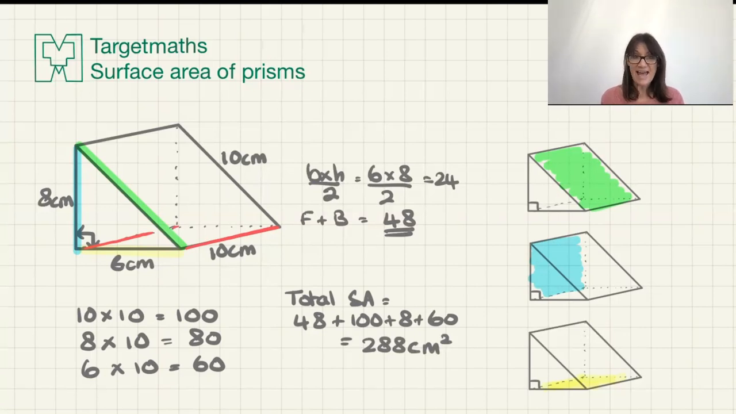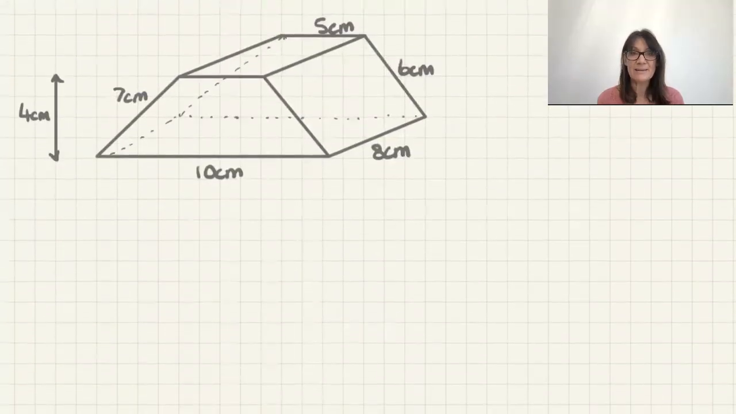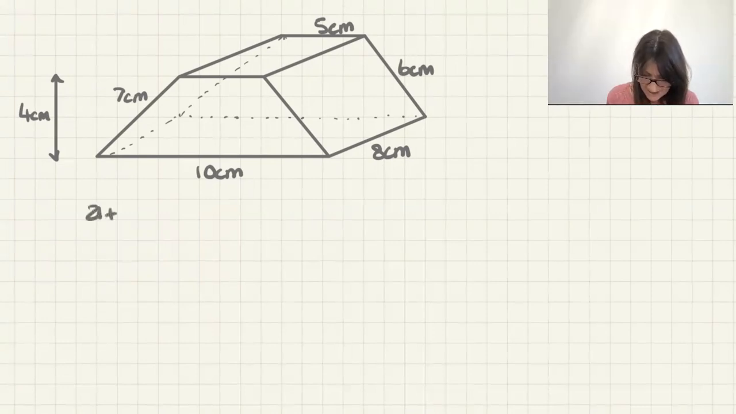Okay, let's look at this again on a completely different shape. So we've got a trapezium there. Every edge of that trapezium is making a rectangle with the length of how far back it goes. So we're going to be doing that. But before we start that, we need to find the area of that front face.